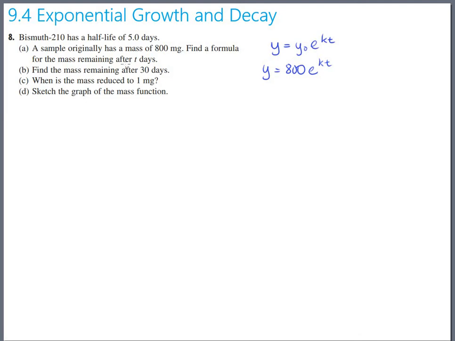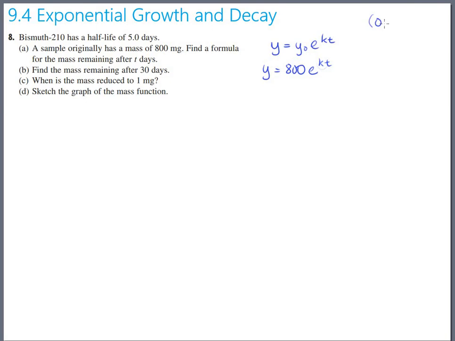And find a formula for the mass remaining after t days. So we just need to get that k value in there. And we can find that if we have one more point to plug in. And we don't really have one more point. We do have the half-life of 5 days, which means we do really have 2 points.